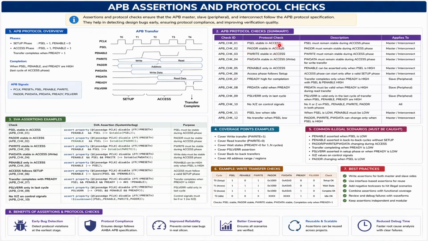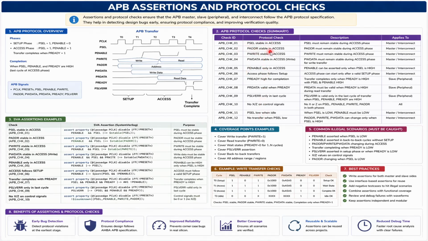The select signal: is PSELECT stable in the access phase, is that happening or not? That means the PSELECT signal should remain stable during the access phase. So the master or interconnect applies it here. Based on this, all signals we are checking.